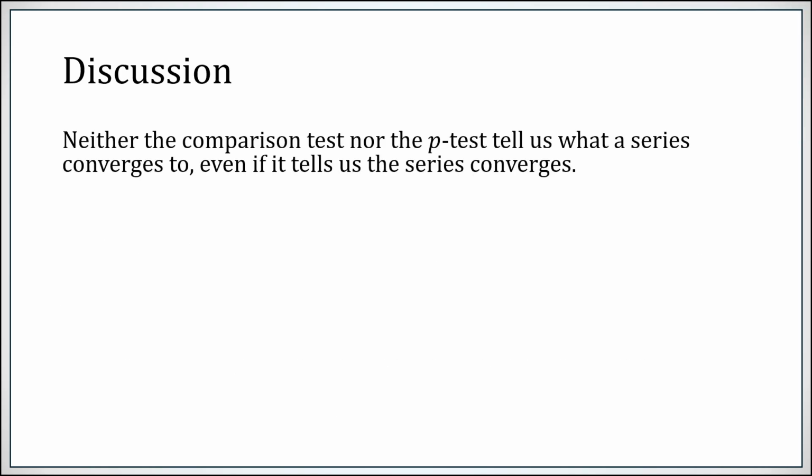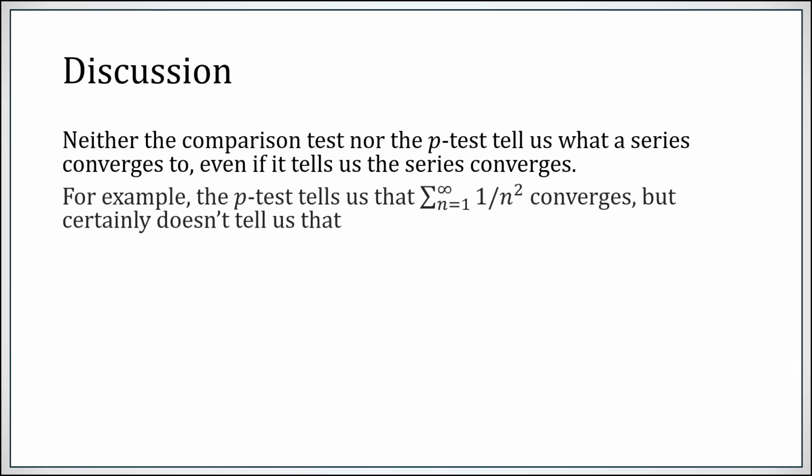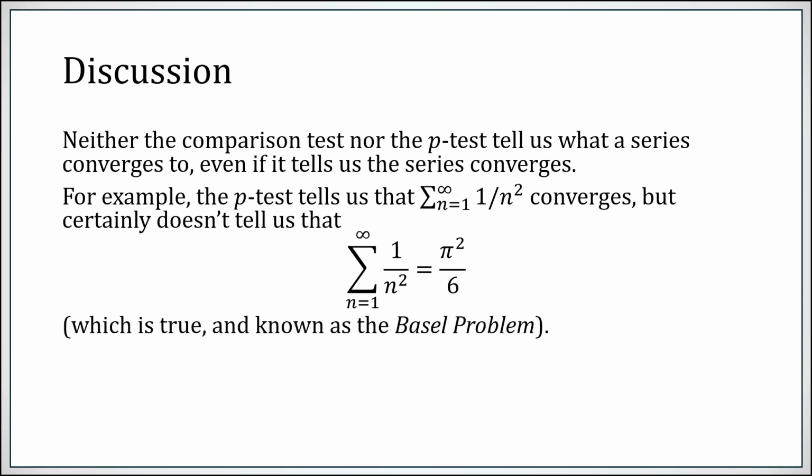Let's talk about it. Neither the comparison nor the p-test tell us what a series converges to. They both give us, under such and such conditions, the associated series converges, but they do not tell us what it's converging to. For example, the sum of 1 over n squared, because that power is larger than 1, does converge by the p-test. But it definitely doesn't tell us that it's converging to pi squared over 6. That's a true result, but we definitely don't know that at this point. This is known as the Basel problem.